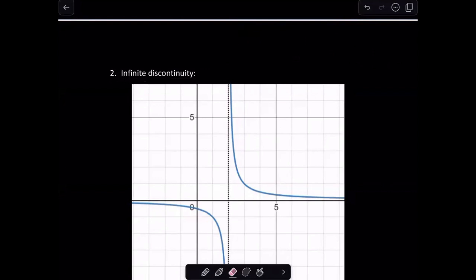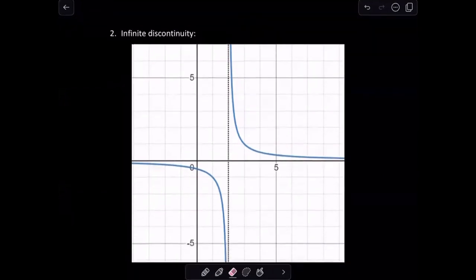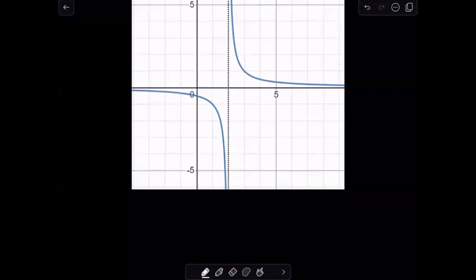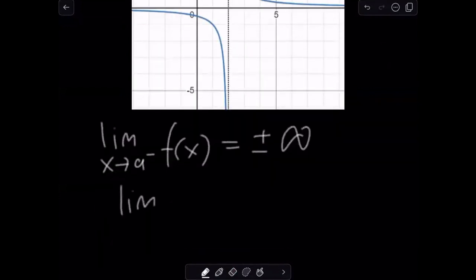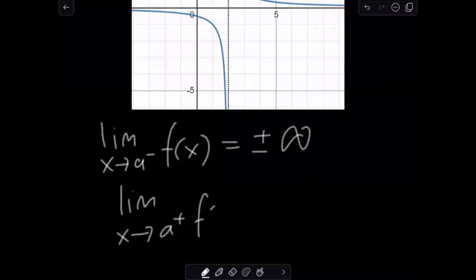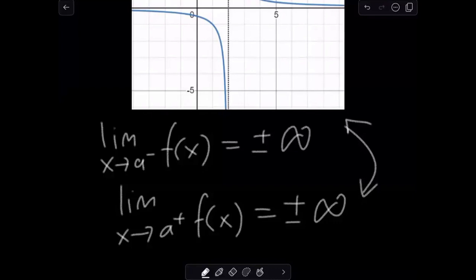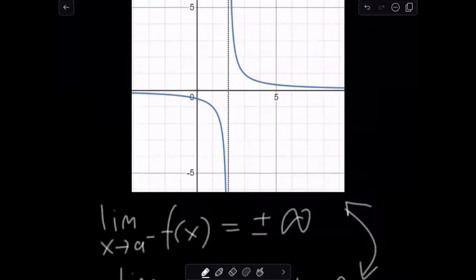But let's examine the key feature of this discontinuity. I'll call it an infinite discontinuity. The key feature is that the limit as x approaches a of f of x is equal to plus or minus infinity. So the limit from the left-hand side could be equal to plus or minus infinity, or we have the limit from the right-hand side of that function equaling plus or minus infinity. Either one of these conditions, you could even have both of these conditions. That's going to cause an infinite discontinuity or an asymptotic discontinuity.